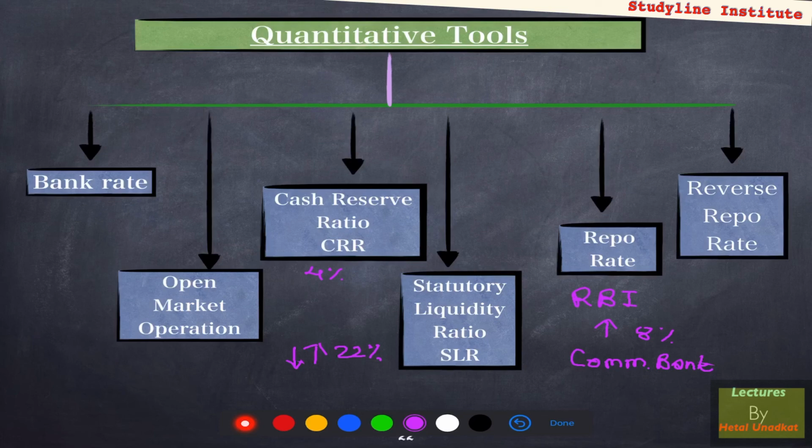Now the reverse repo rate. We have to reverse this whole situation. Now the RBI needs money. So the RBI will go to the commercial banks and the commercial banks will charge a certain amount, which is called the reverse repo rate. The RBI is coming to us to ask for money, so we will also charge interest. That interest we call the reverse repo rate. So these are the quantitative tools of monetary policy.